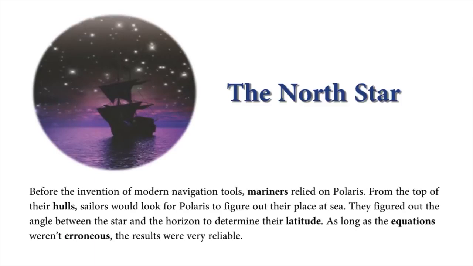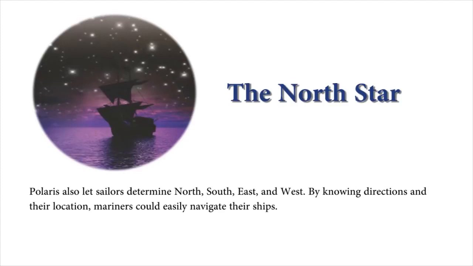Before the invention of modern navigation tools, mariners relied on Polaris. From the top of their hulls, sailors would look for Polaris to figure out their place at sea. They figured out the angle between the star and the horizon to determine their latitude. As long as the equations weren't erroneous, the results were very reliable. Polaris also let sailors determine north, south, east, and west. By knowing directions and their location, mariners could easily navigate their ships.